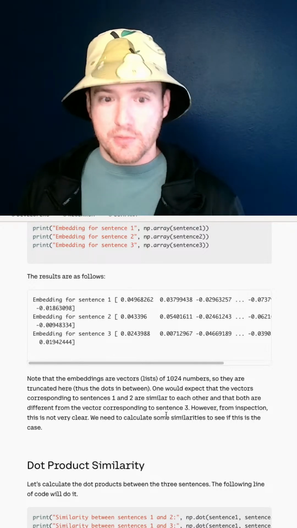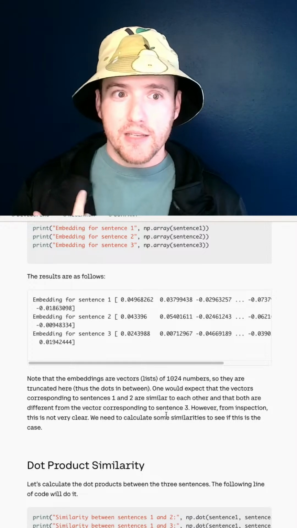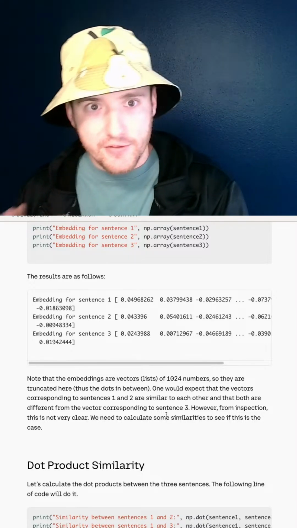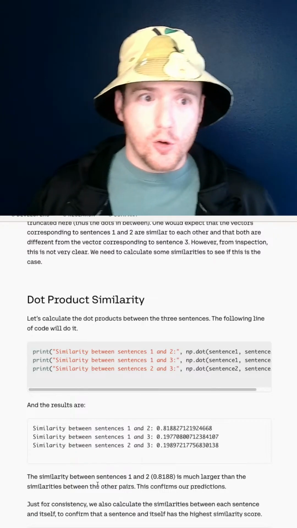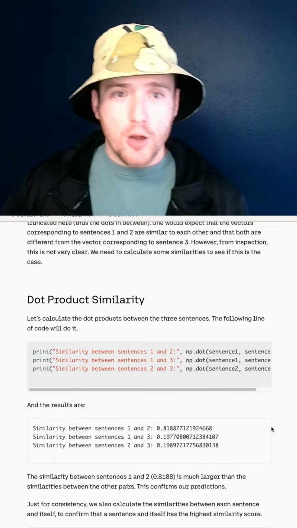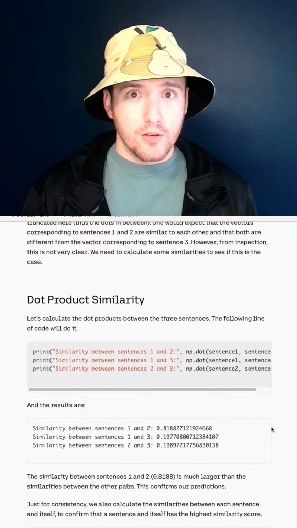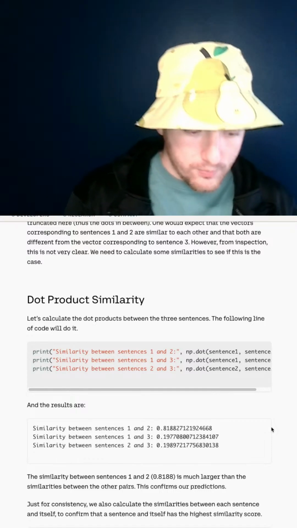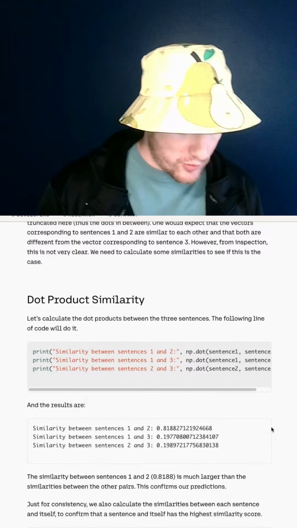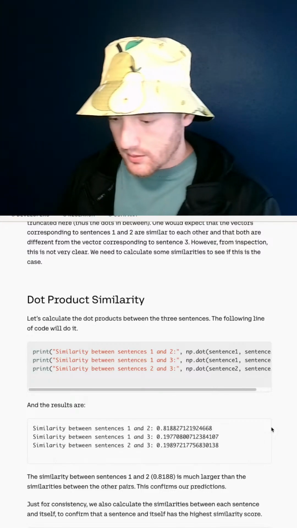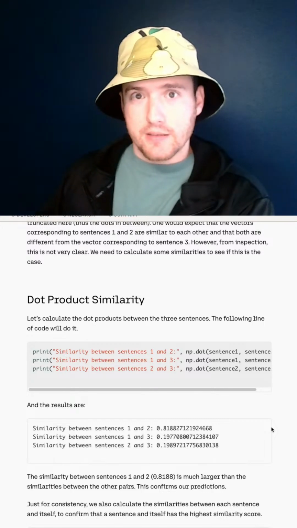We need to calculate some of these similarities to see if this is the case. You and I can see that it's different, but the AI is not going to be able to read that context if it's not embedding those words. So this article goes on to use that dot product similarity that we talked about before. It's going to take the number from the first column of the first sentence and the first column of the second sentence, multiply them, and do that for all those embeddings and add it up.